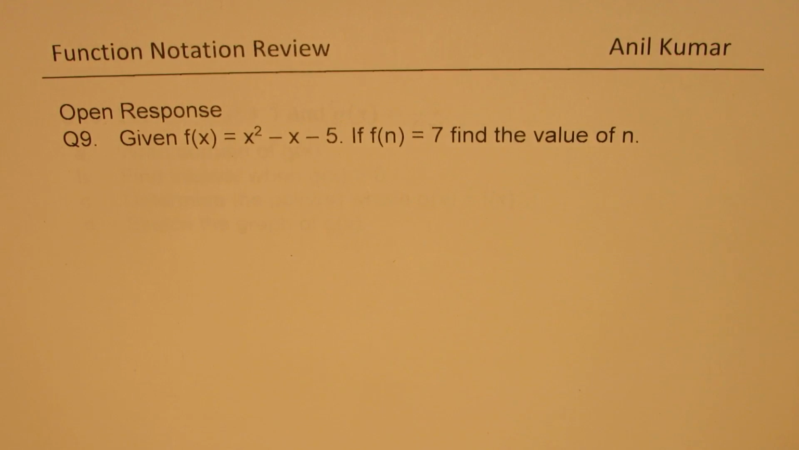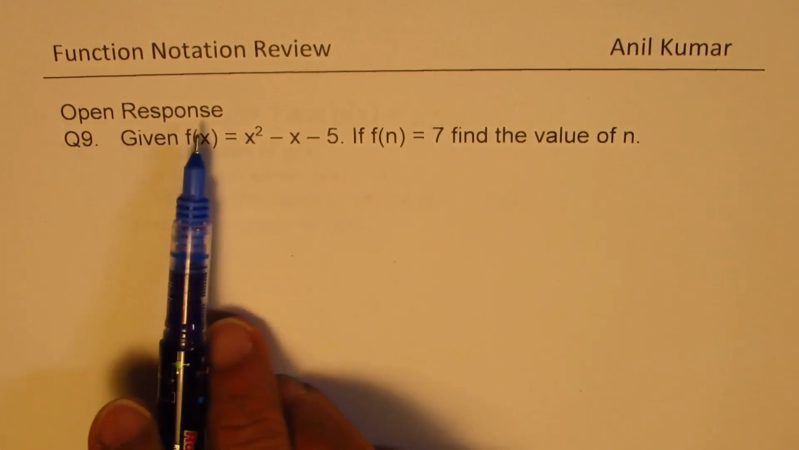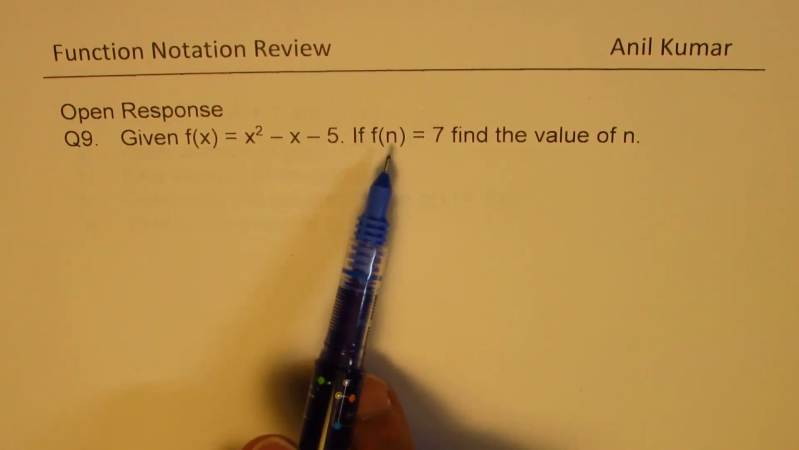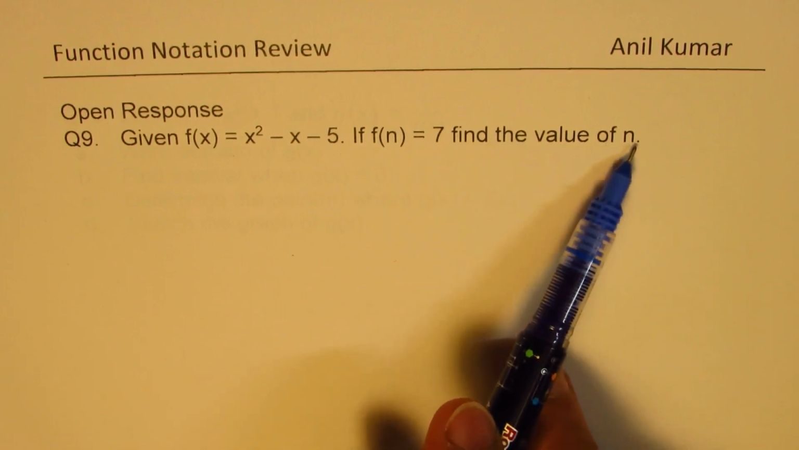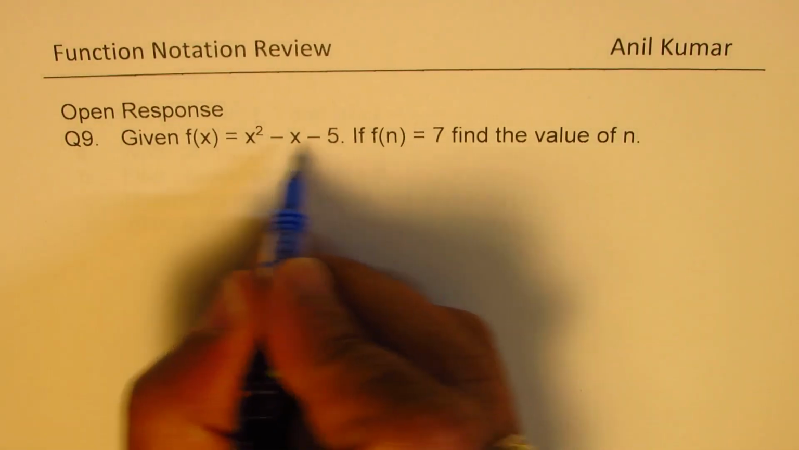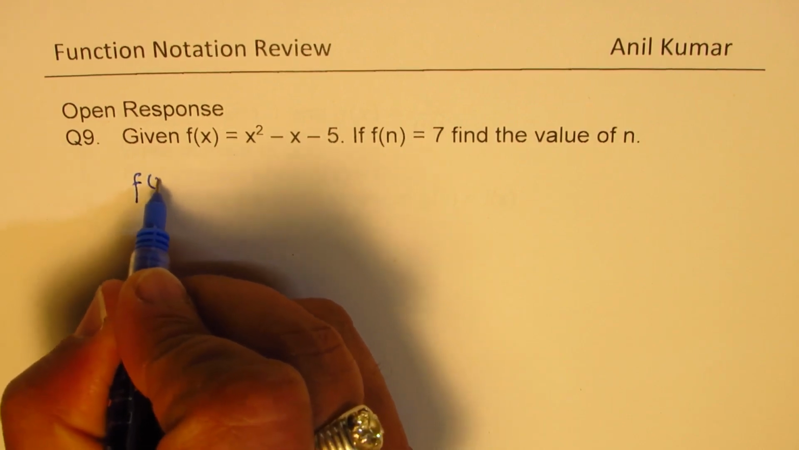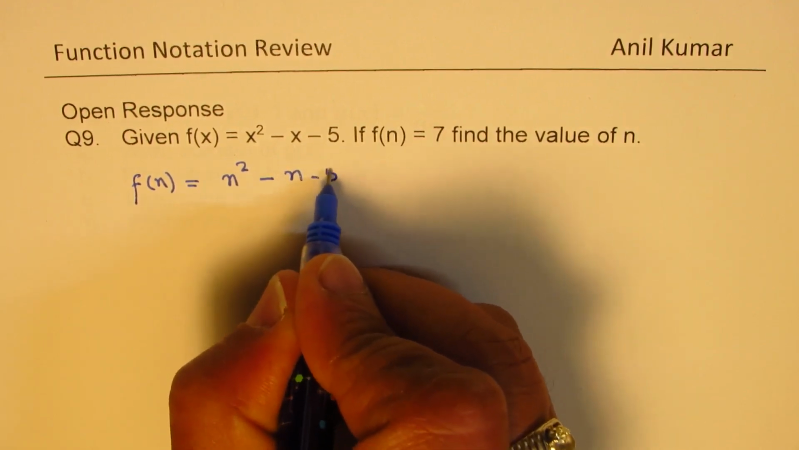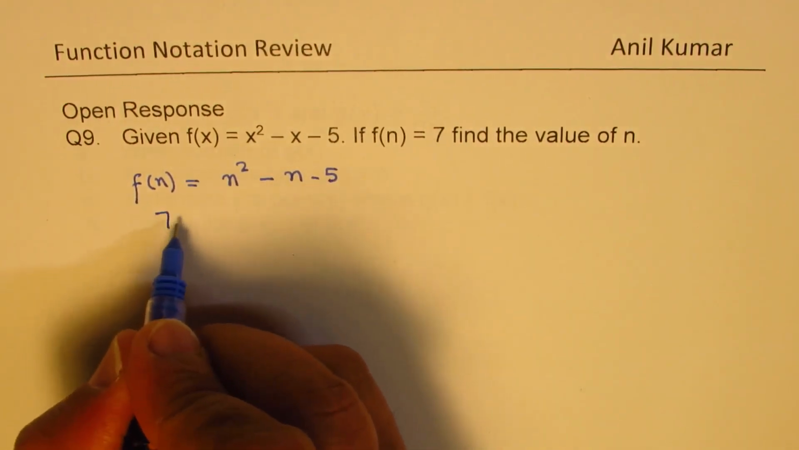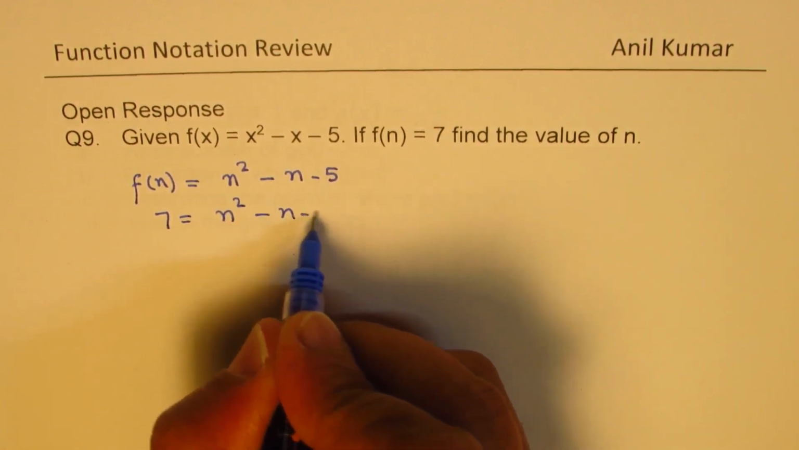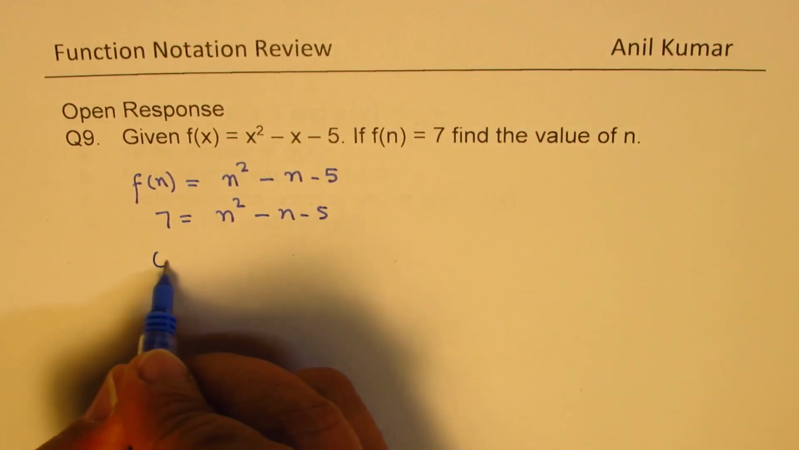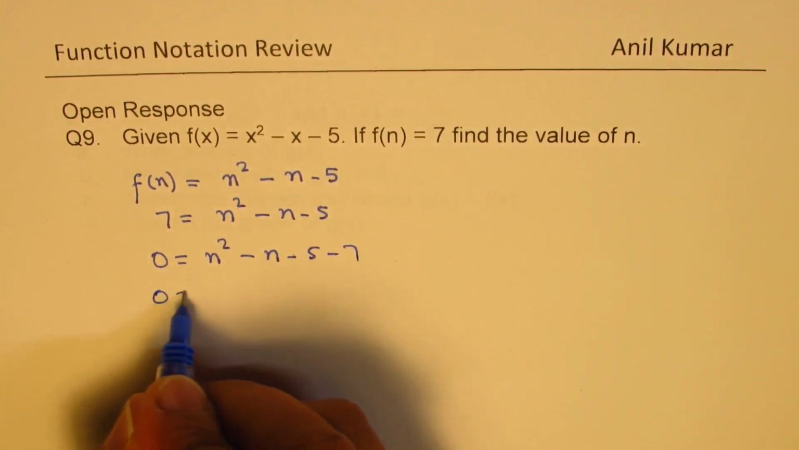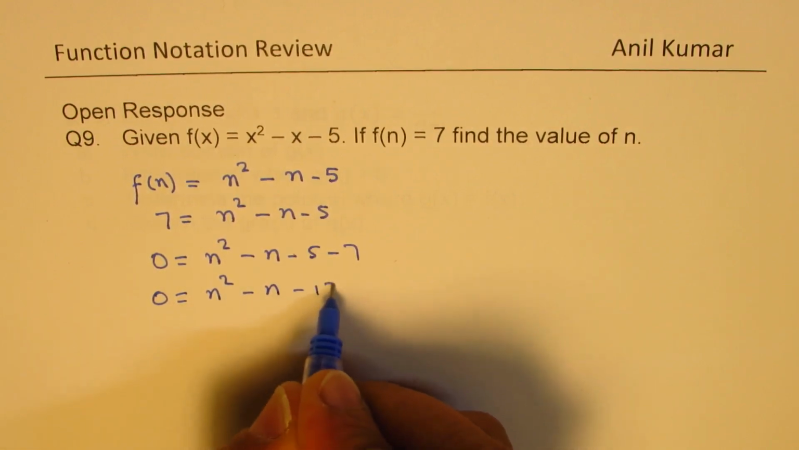We are almost at the end. Here is question number 9. Open response question. Given f of x equals to x squared minus x minus 5, if f of n equals to 7, find the value of n. So we are given f of n is 7. So f of n really means replace x with n, right? So we get n squared minus n minus 5. Now this is given to us as 7. So we write 7 equals to n squared minus n minus 5. Bringing 7 to the right side, we get 0 equals to n squared minus n minus 5 minus 7, or n squared minus n minus 12.